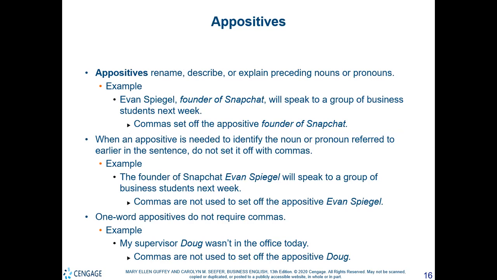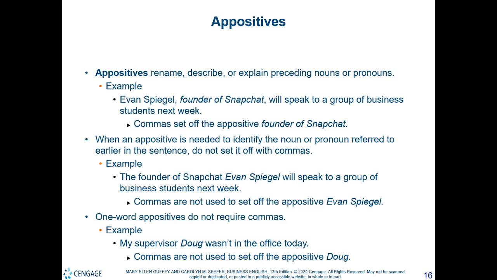Appositives rename, describe, or explain preceding pronouns and nouns. Example: Evan Spiegel, founder of Snapchat, will speak to the group of business students next week. Commas set off the appositive, founder of Snapchat. When the appositive is needed to identify the noun or pronoun referred to earlier in the sentence, do not set it off with commas. Example: The founder of Snapchat, Evan Spiegel, will speak to a group of business students next week. Commas are not used to set off the appositive Evan Spiegel.